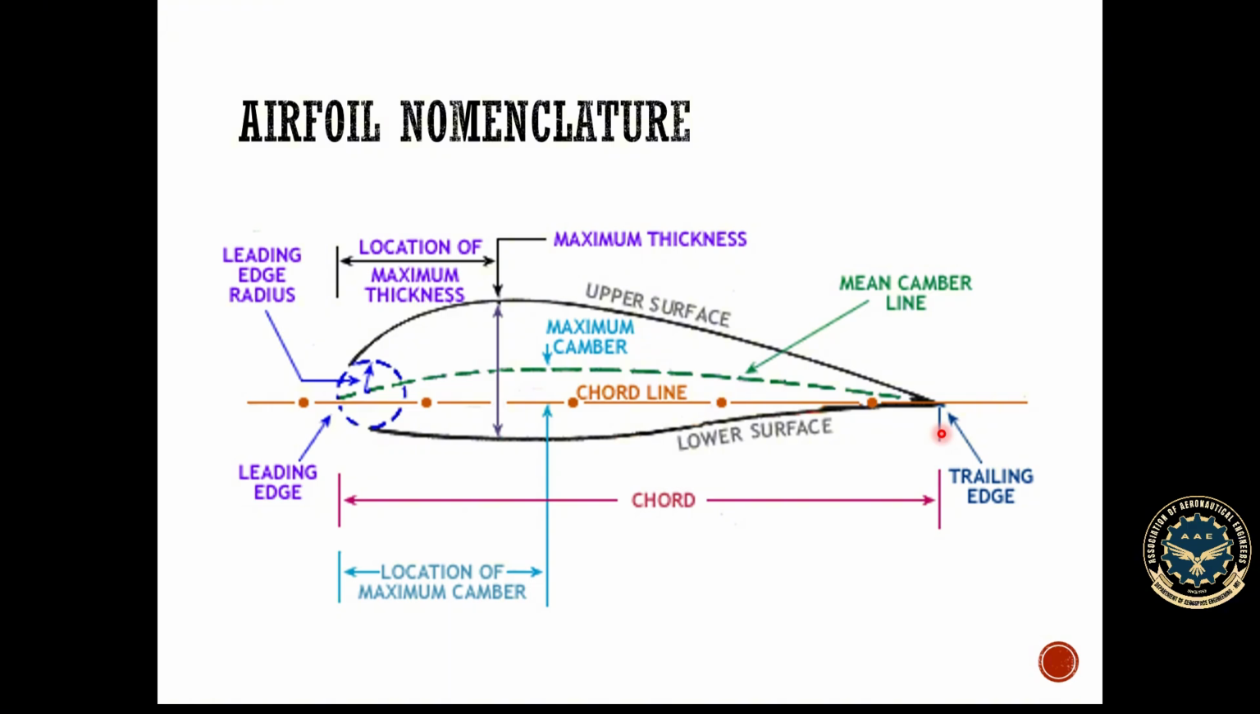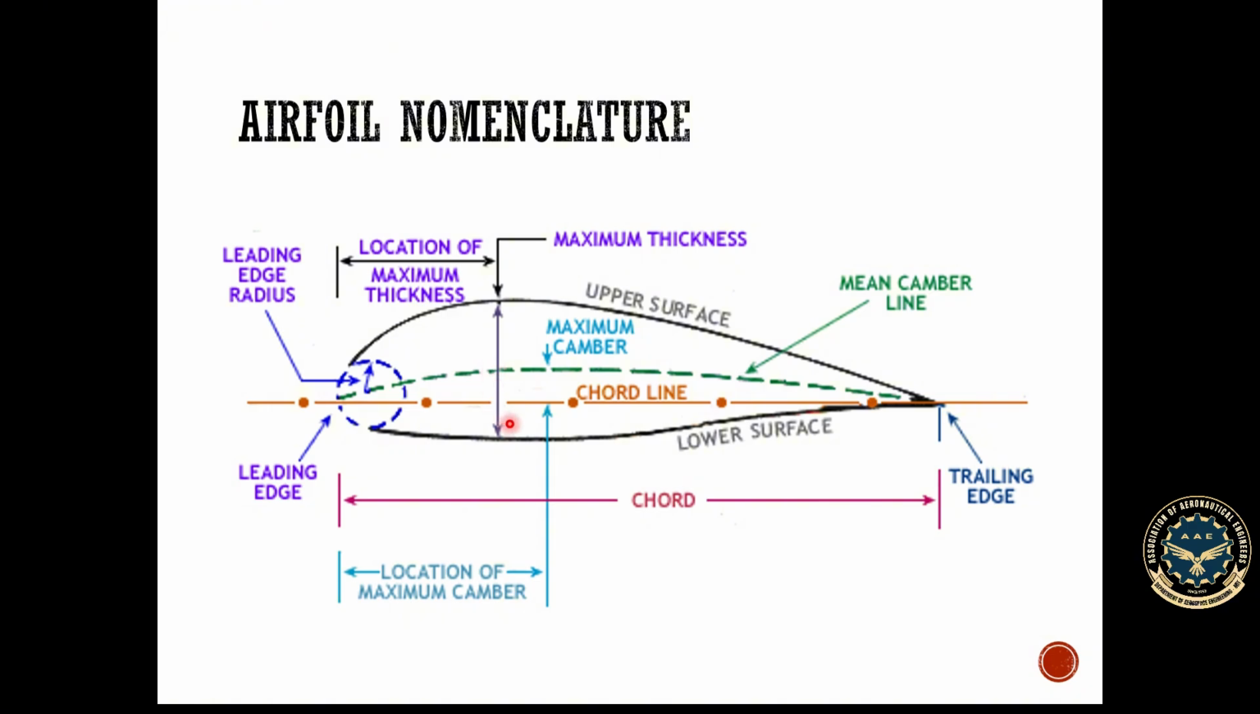Now let us define the chord line and the camber line. The chord line has a simple definition. It's a straight line that joins the leading edge and the trailing edge. Here you can see that orange colored line, the straight line that joins the leading edge and the trailing edge. That's your chord line. Then what is the camber line? This green colored dashed line is your mean camber line.